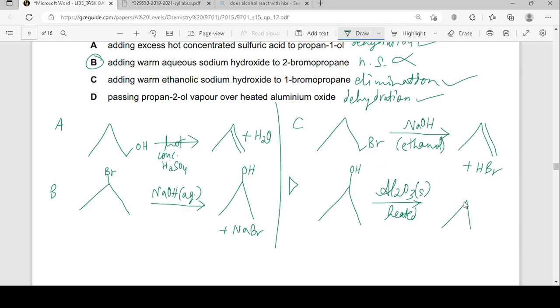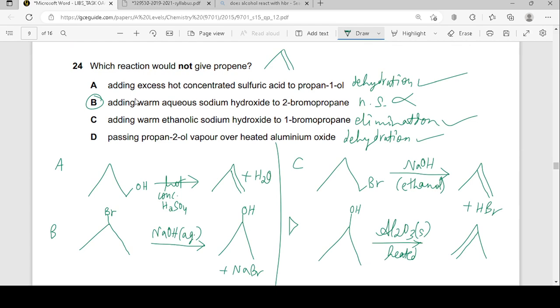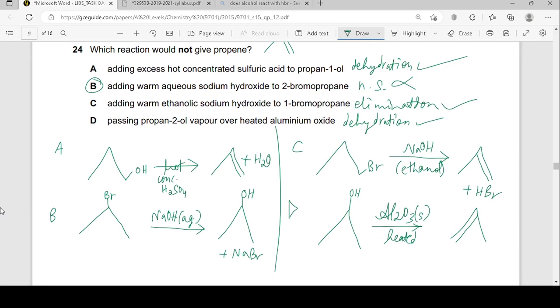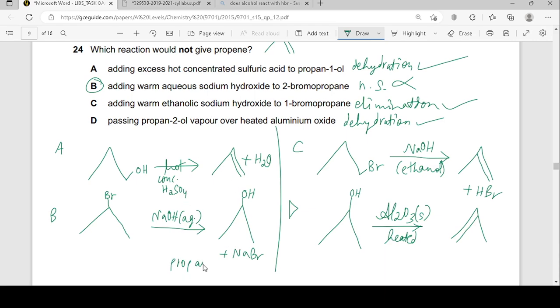Anyways, so this also gives me the propene, right? It should be inside. It's fine if you do it on this side or that side, it's the same thing. So basically my answer here is going to be B, because that's the one that does not give me propene. B gives me propan-2-ol, but I need propene, so that's the answer. Okay, next question.